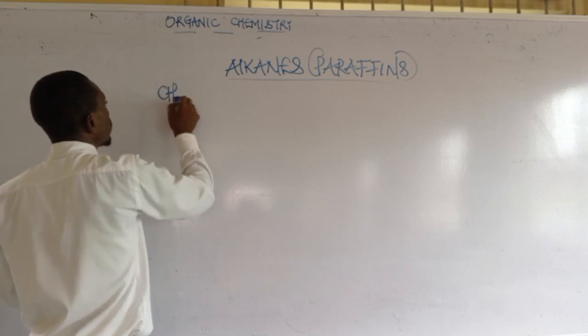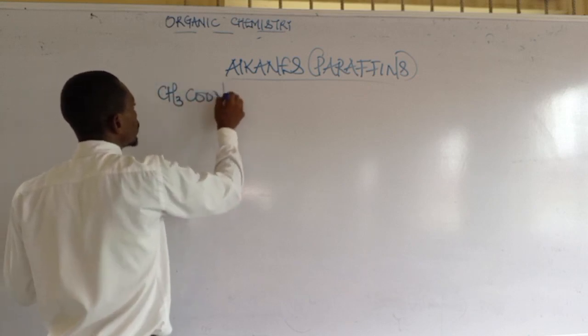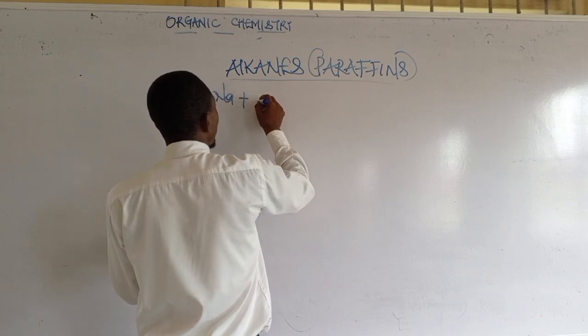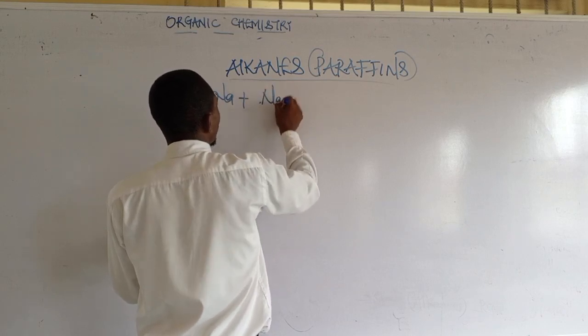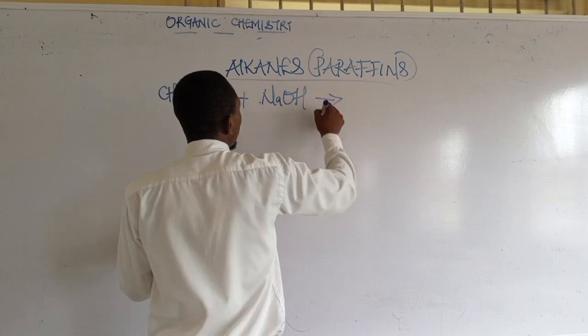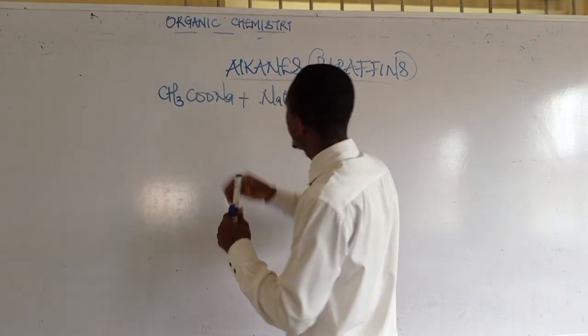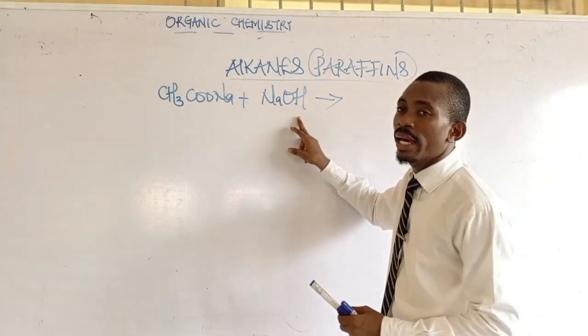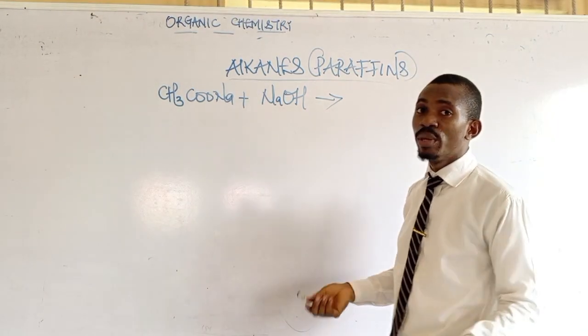reacting sodium ethanoate with an alkali, preferably soda lime. In this reaction, we have sodium ethanoate with an alkali. This is an alkali. Alkalis are just usually soluble bases.